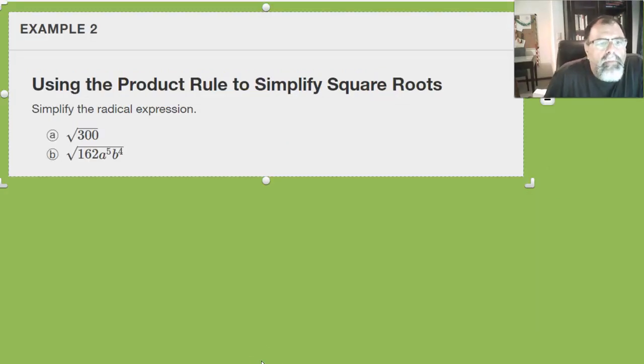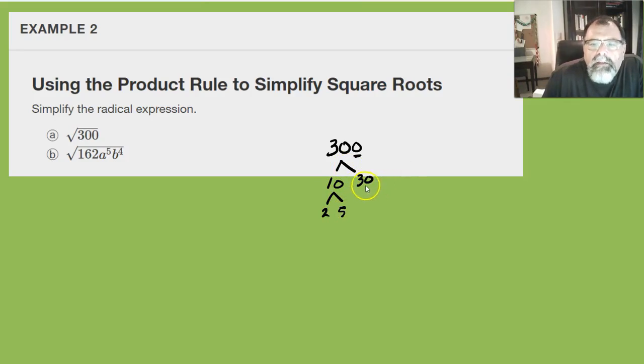Let's look at example 2, and let's do it the way that I just described, the way I like to have my students do. So I'm going to use my factor tree, 300. Anything that ends in a 0, I can factor out as a 10. So I'm going to take the 10, and then 30 is what's left over. And then 10 is 2 times 5. Those are prime numbers, so that's done.